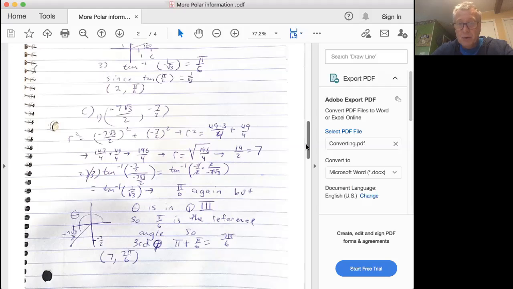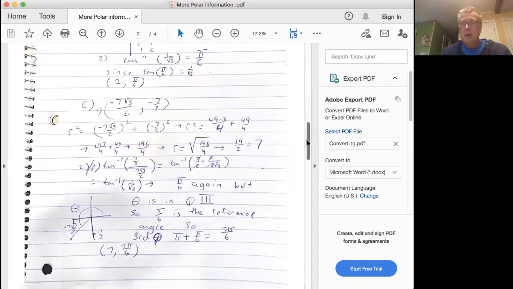We reduce that. We get 1 over the square root of 3 again. And that, again, has a reference angle of pi over 6. This time, it's in the third quadrant. So in the third quadrant, the angle is always pi plus the reference angle. So this gives us 7 pi over 6. So we end up with a point of 7 pi over 6.